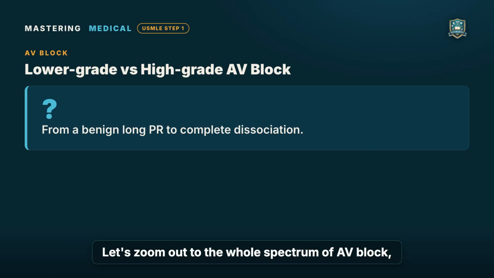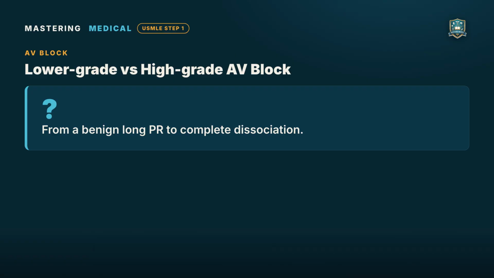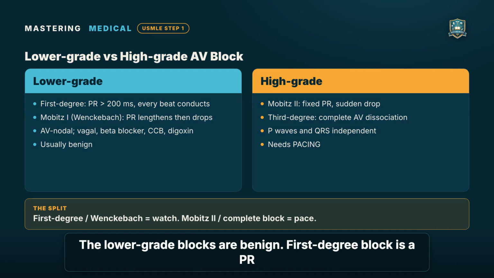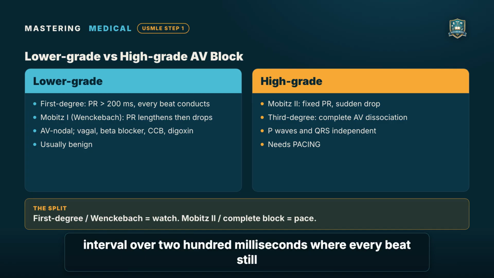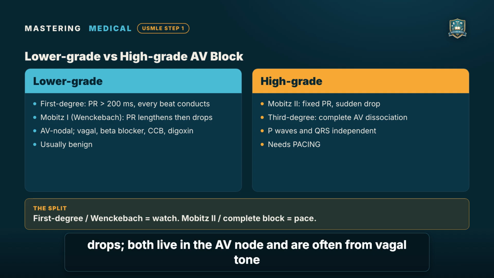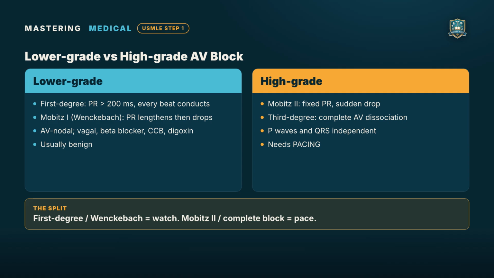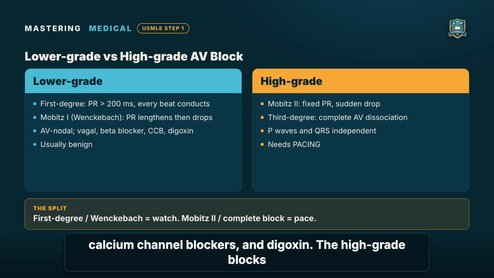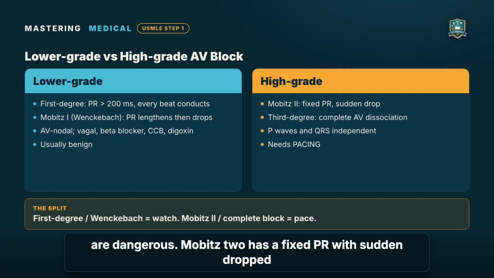Let's zoom out to the whole spectrum of AV block, from a harmless delay to a complete disconnect. Which ones can you watch and which ones need a pacemaker? The lower grade blocks are benign. First degree block is a PR interval over 200 milliseconds where every beat still conducts. Mobitz I, Wenckebach, lengthens the PR until a beat drops. Both live in the AV node and are often from vagal tone or rate slowing drugs like beta blockers, calcium channel blockers, and digoxin. The high grade blocks are dangerous.